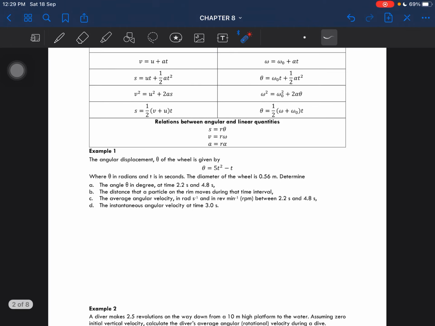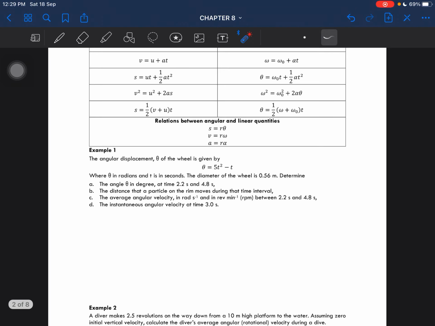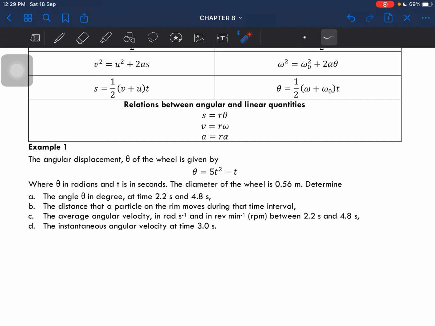And then we also have relations between angular and linear quantities. For example, if we were to find the length of the arc, we are going to use our theta. Theta is still the angle, in radians. Then, if we were to find the angular velocity by using linear quantities, we can use this formula. The same goes for this formula for acceleration.